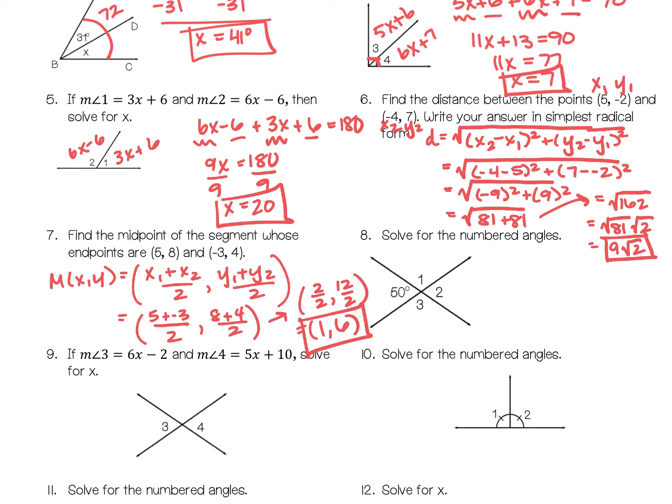For number 8, we're finding these remaining angles. So angle 2 is 50 degrees because it's vertical with the given of 50. And then angles 1 and 3 will be the same, but you'll notice here that we have a linear pair, so 50 degrees and angle 1 have to add up to 180. So if I take 180 minus 50, I get 130, and that will be the same for angle 3.